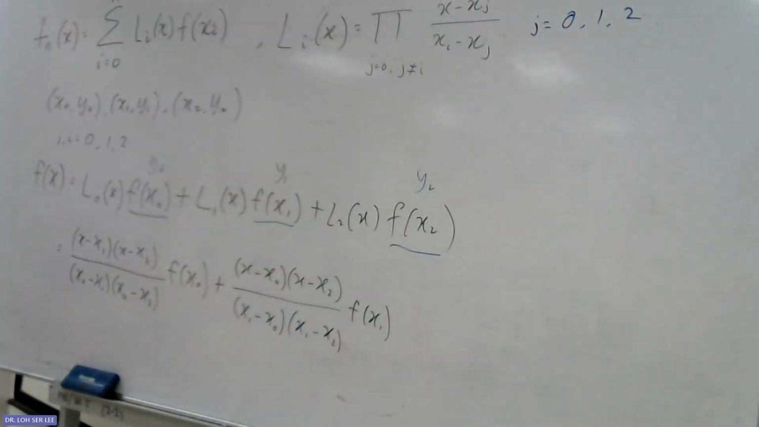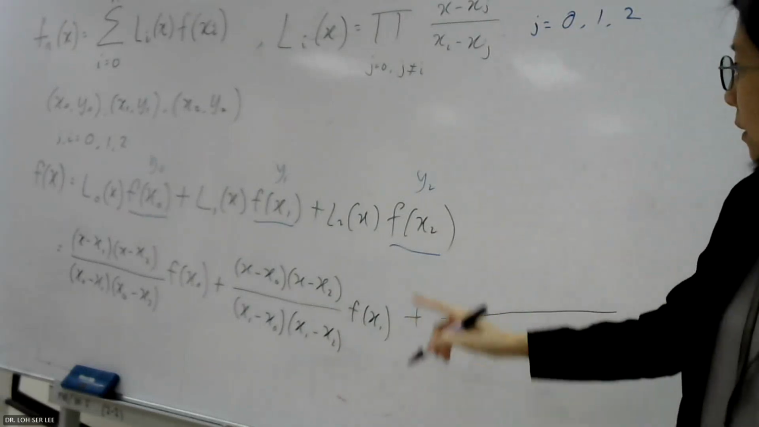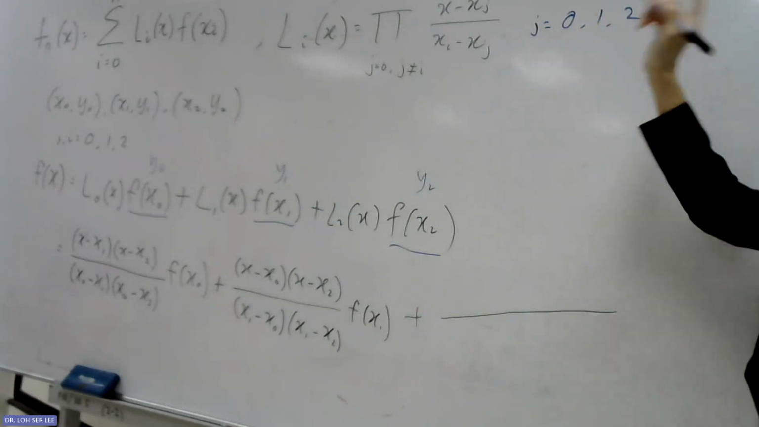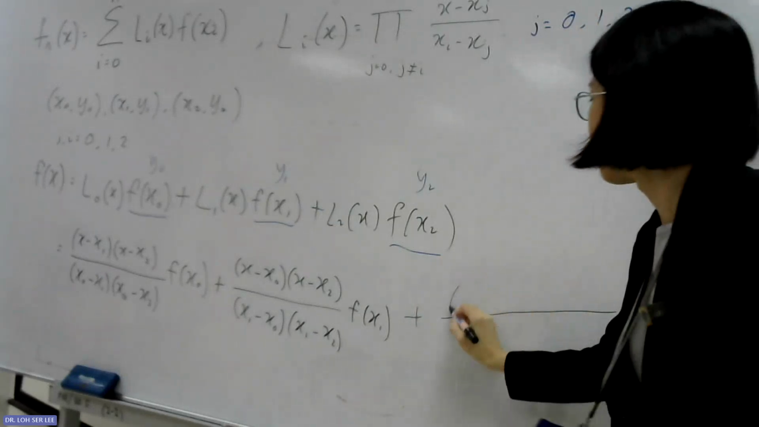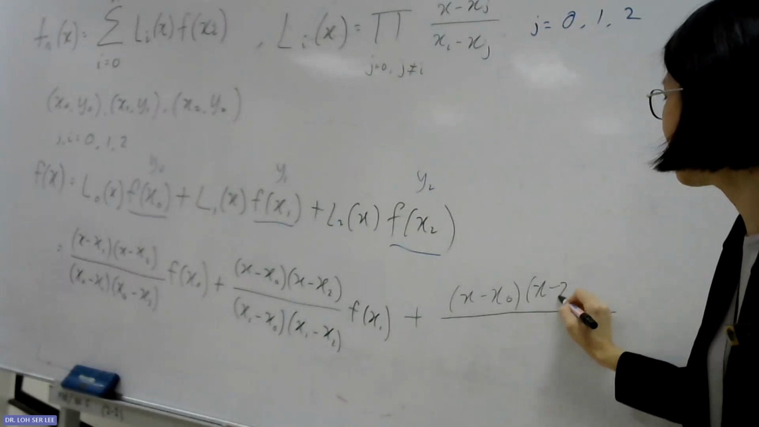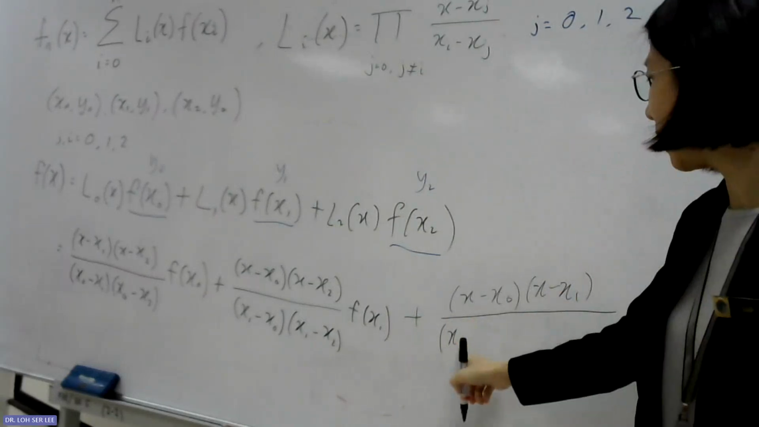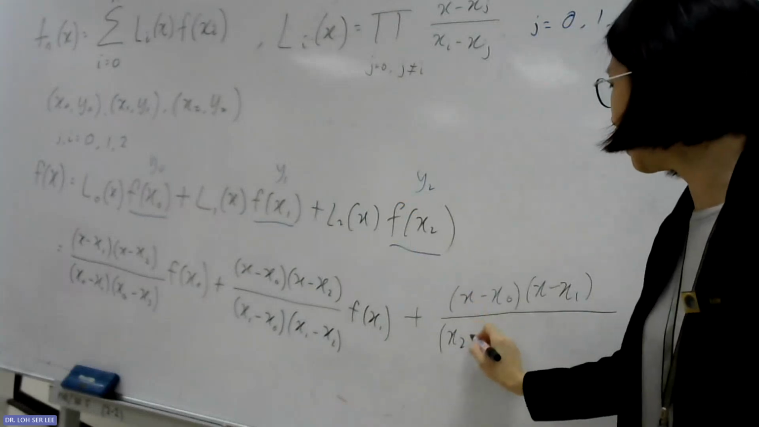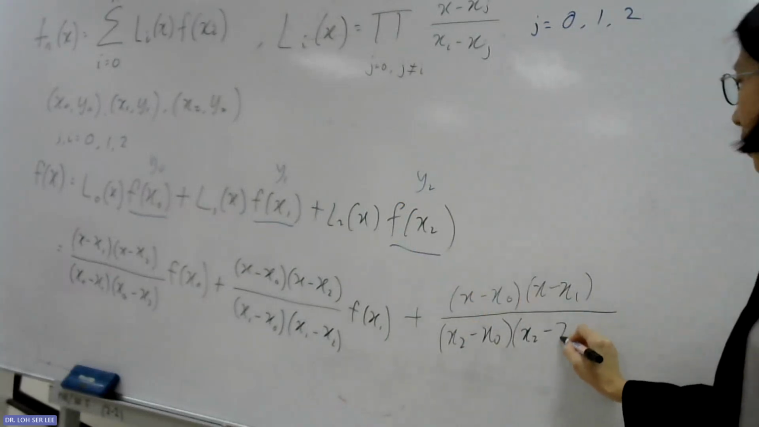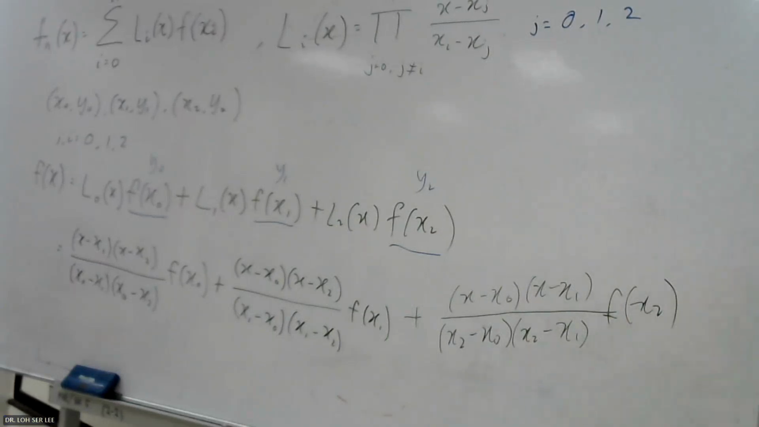And the last one, i is 2, so your j is 0, 1. So here, this will be x minus x0, x minus x1. And then down here, this will follow i. i is 2, x2 minus x0, x2 minus x1. So f(x2).